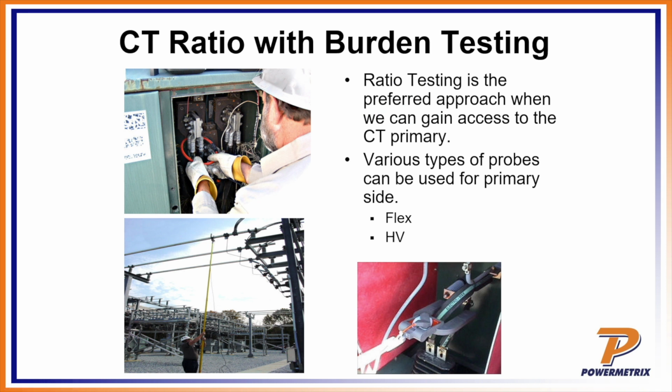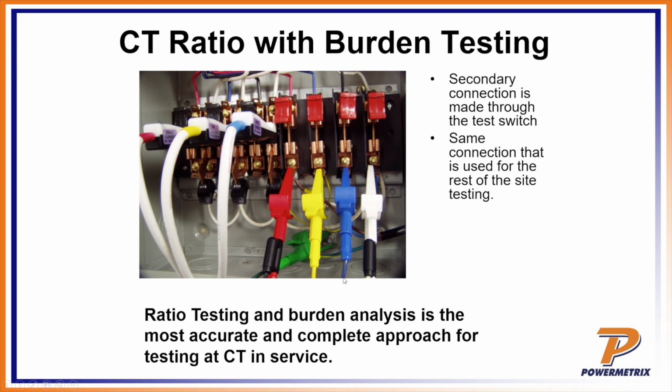So how do I do that? Well, ratio testing with burden testing is the preferred approach when we gain access to the CT primary. What we do is measure on the primary and on the secondary at the same time. Here we can use a flex probe, like in this example, installing the flex probe here, and we can also use high voltage probes. Here's an overhead and here's an underground, where we use the safety stick and put the high voltage probe in those situations. So that's how we get our primary.